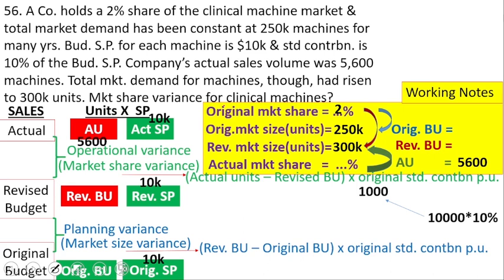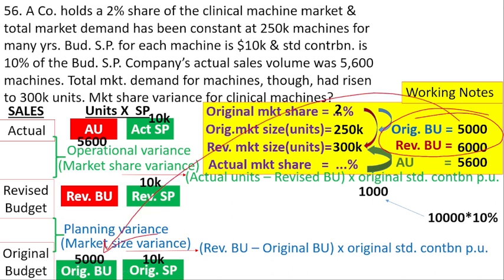So we will complete the working note. What is original budgeted units? That's 250,000 multiplied by 2%, or it is 5,000 units. Now what is revised budgeted units? That's 2% multiplied by 300,000. So that's 6,000 units. So we will enter the original budgeted units and the revised budgeted units in the format as well. So original budgeted units 5,000 units and revised budgeted units 6,000 units. So the format is complete.